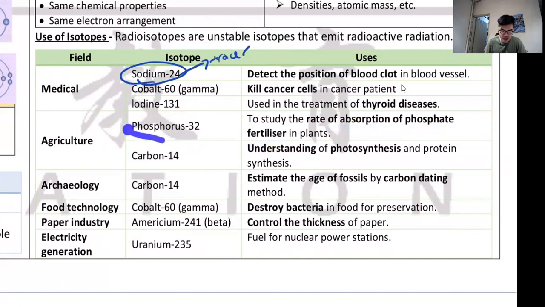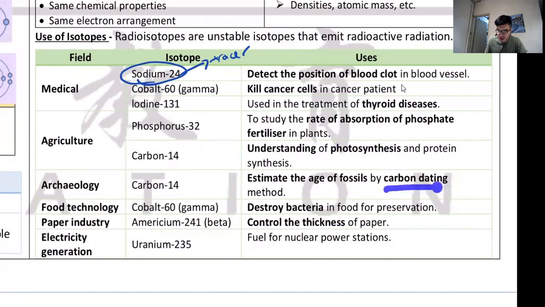Okay, same thing, this thing is radioactive. If you give this to a plant, if the whole plant turns radioactive, you know the plant is absorbing phosphate very well. If the plant doesn't show you any radioactivity, that means the plant has a problem absorbing fertilizer. Something is wrong with the absorption. Okay, so carbon 14 is used to understand photosynthesis, or you can use it in archaeology to do something called carbon dating.